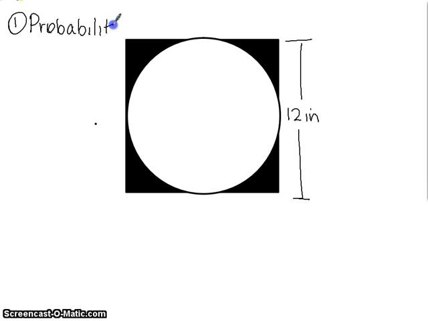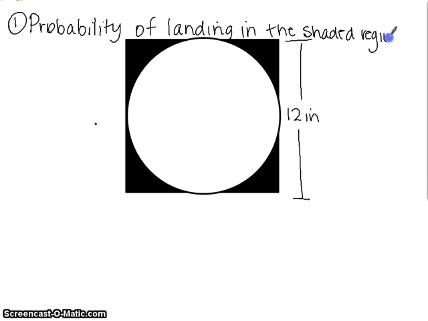we want to figure out the probability of landing in the shaded region. Okay? So let's say this was like, I don't know, maybe a game board or something, and maybe you were throwing a dart at it, or maybe this was a spinner and you wanted to spin and land in the shaded region.